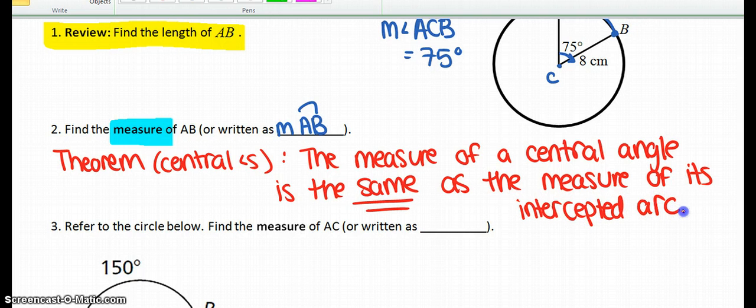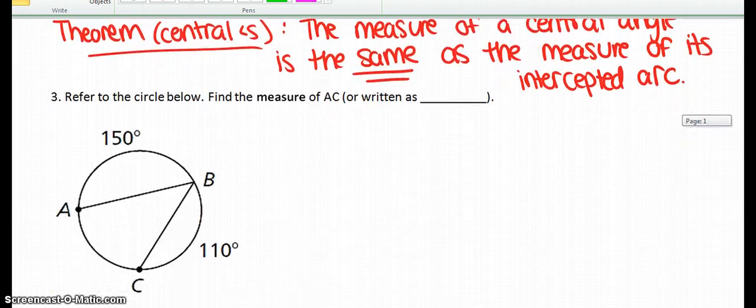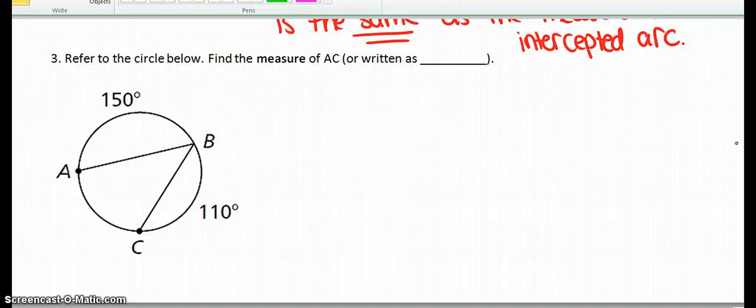Or instead of saying intercepted arc, you can say the arc that's across from it. Okay, so if our central angle is 75 degrees, for example, the arc across from it, which is called the intercepted arc, would also be 75 degrees. So the angle and the arc are the same if we're talking about a central angle. Okay, versus what if we have an inscribed angle?